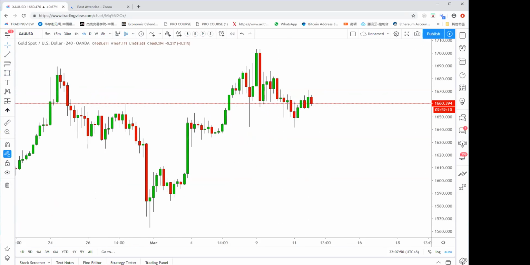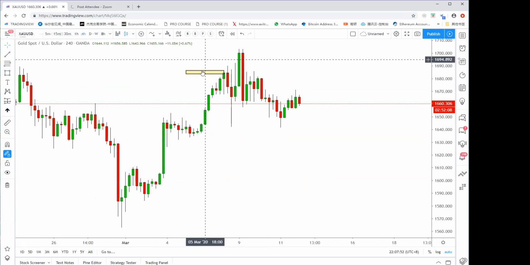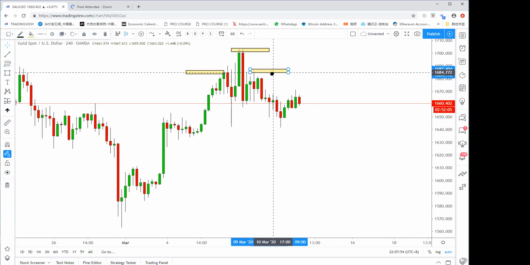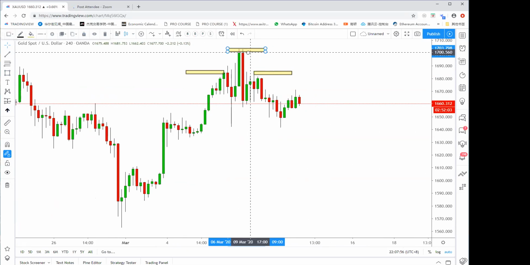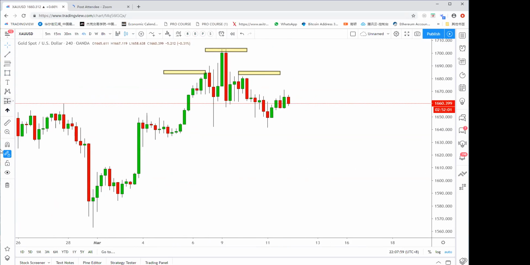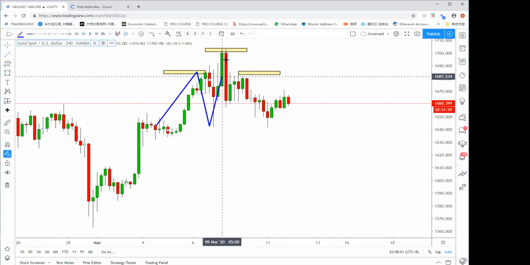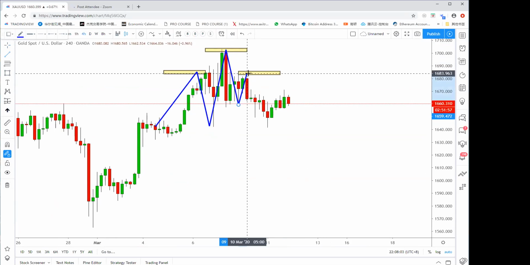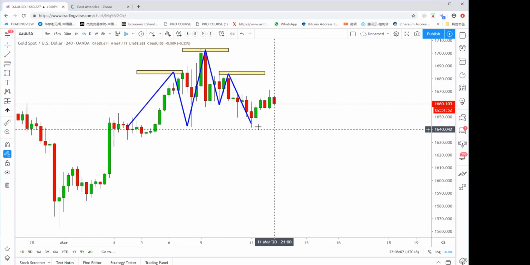And we can see that there's a mini head and shoulder pattern here, or we call it a Libra pattern. It looks something like this. The neckline has been broken here, and now the price is pulling back to this level.